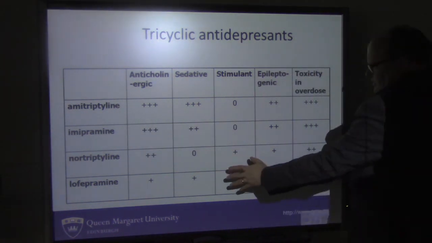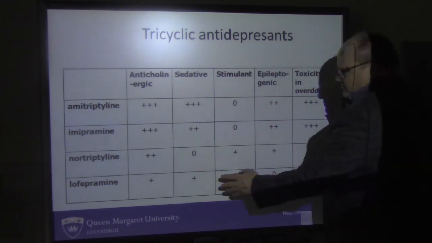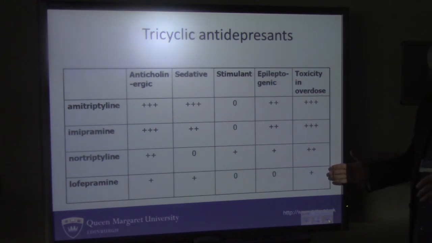But those ones at the bottom have less anticholinergic activity than the others, have less or no sedative action, they have a limited amount of stimulant effect, but not much, they have less or no epileptogenic properties, and they have less toxicity in overdose. So the bottom two are the ones that are less likely to cause a side effect. So it seems with a tricyclic, you are targeting the uptake of both noradrenaline and serotonin, but if they're better at blocking noradrenaline, they are less likely to induce side effects.